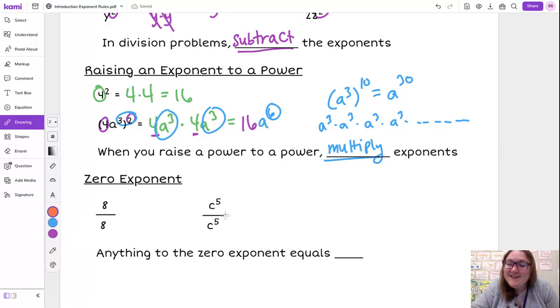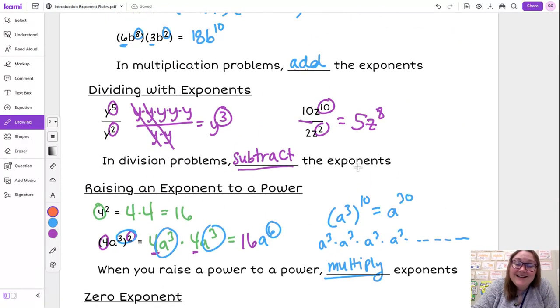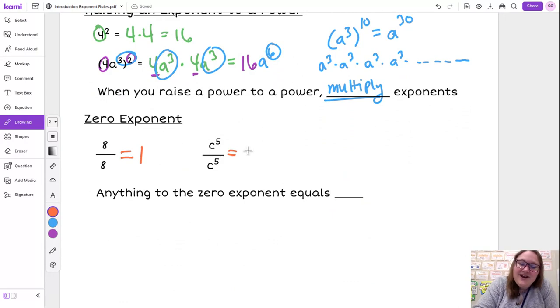One final problem, and then you are ready for the lesson. The last problem is about the zero exponent. So for example, 8 divided by 8, hopefully we know that is 1. But for this problem here with exponents, if I use our division rule, which says subtract exponents, if I subtract 5 minus 5, that gives me 0. Now c to the 5th power divided by c to the 5th power equals c to the 0 power. That is true, but this is not simplified. There is more we can do.